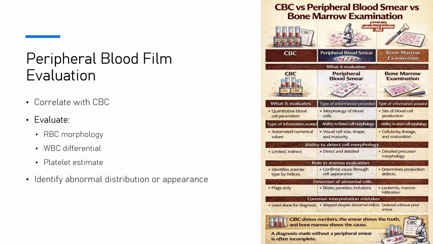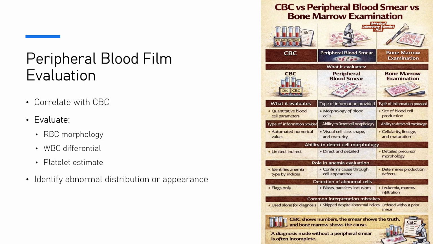All right, now we're getting into one of the most important practical skills in hematology, evaluating a peripheral blood smear. A peripheral smear is not meant to replace automated testing like the CBC. Instead, it complements it. Think of it this way. The CBC gives us the numbers, but the smear tells us what those numbers actually look like. So whenever we evaluate a smear, we always correlate it with the CBC results.